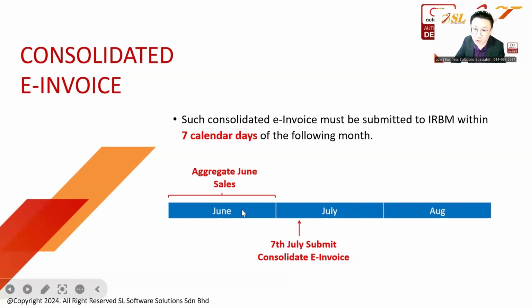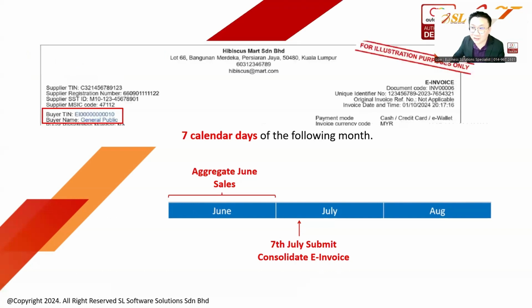So for example, June total sales is 100K. So you account for 100K in June. But to submit for validation to the MyInvoice portal, it must be within 7 days of the following month. So by 7 July you must submit the total amount of 100K. This 100K excludes all those customers who have already taken an invoice. So this is the format.